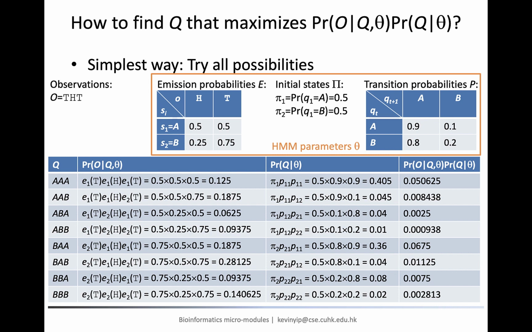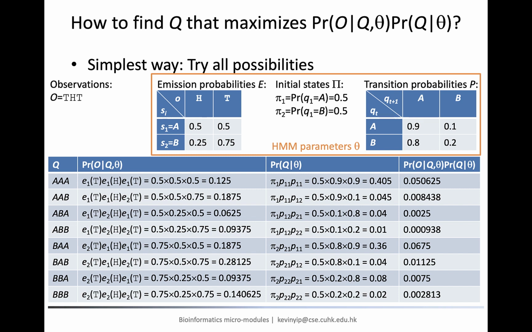The first term, probability of O given Q and theta, is the probability of the observation sequence given the state sequence and model parameters, which is simply the product of emission probabilities. The second term, probability of Q given theta, is the probability of the state sequence given the model parameters, which is simply the product of initial and transition probabilities. Finally, multiplying these two terms together, we get the values in the last column of the table.